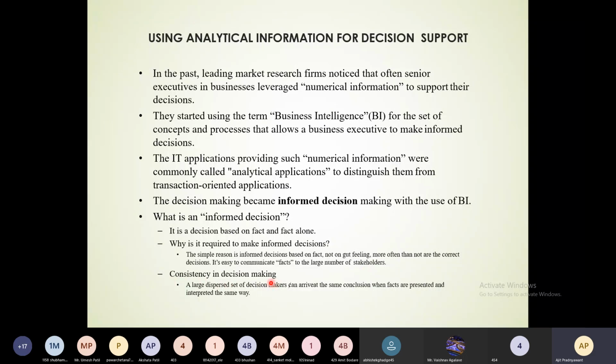So in analytical information for decision support, previously business executives used numerical information to support their decisions. Then business intelligence came into the picture, which provides analytical applications that help them process the numerical information and provide the informed decision, which is based on the facts present in the data.